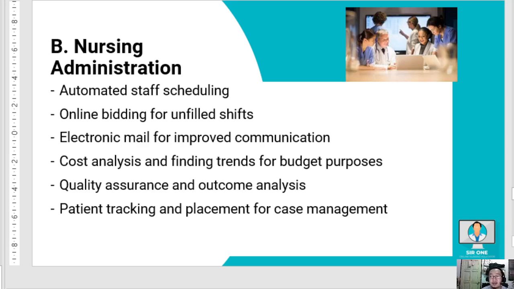Then cost analysis, because that's one of your tasks as a nurse manager or nurse supervisor. You will be asked to contribute in terms of investments, whether supplies, equipment, or trainings. Then quality assurance and outcome analysis, patient tracking, and placement for case management. Here we're talking about policies, procedures, and manuals, which can be accessed and retrieved through the computer.